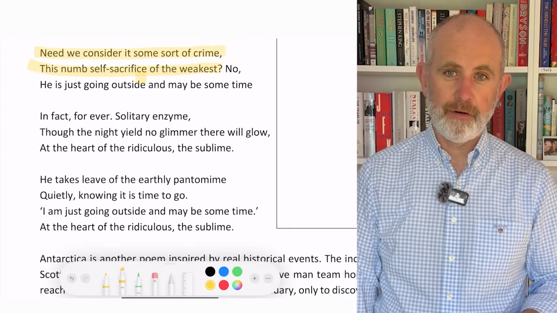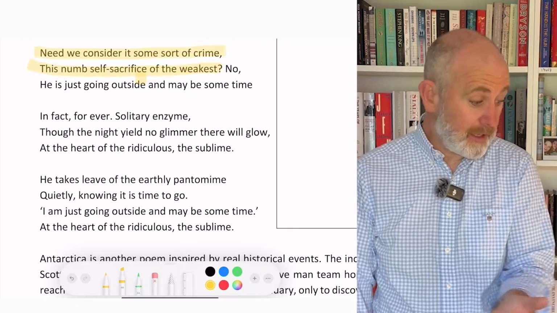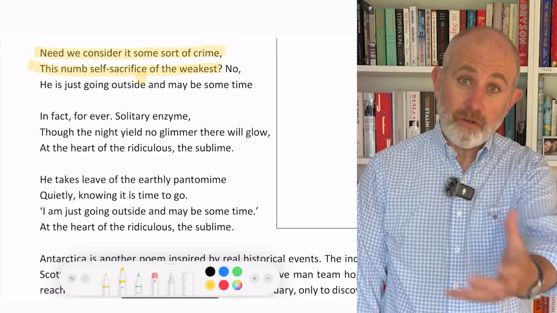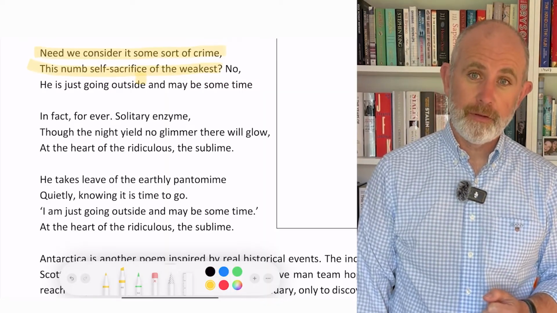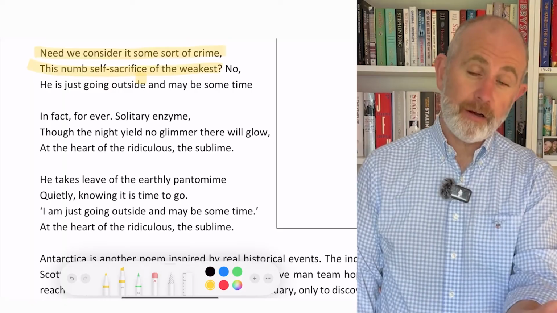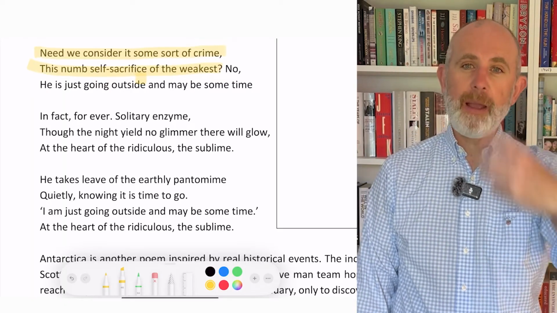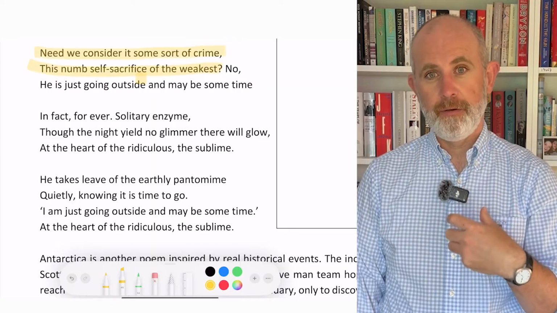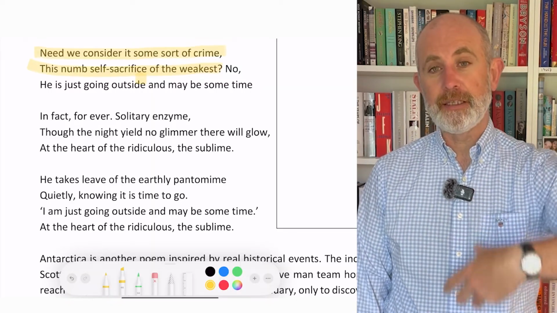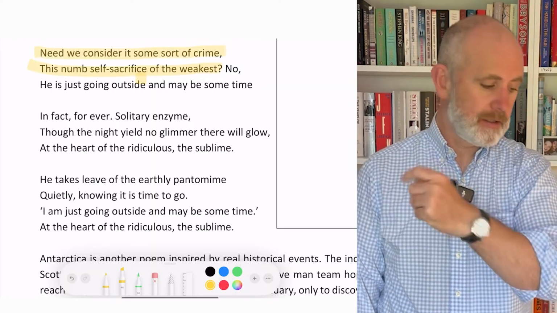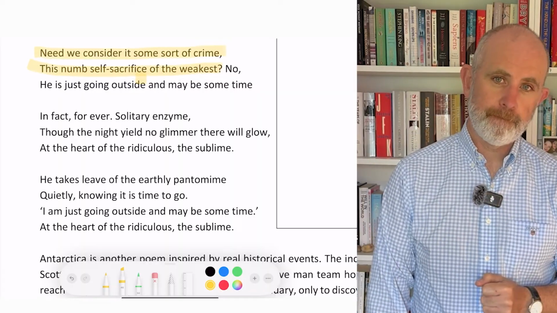Very, very clever. Of course, he knows the answer. No, he says, no, we shouldn't regard that as a crime. We should admire Oates because of what he did and because of what he represents. Because he represents us and the nobility and the selfless sacrifice that we're capable of.